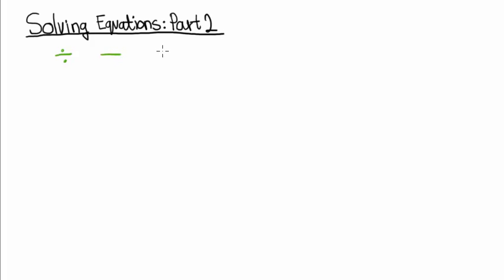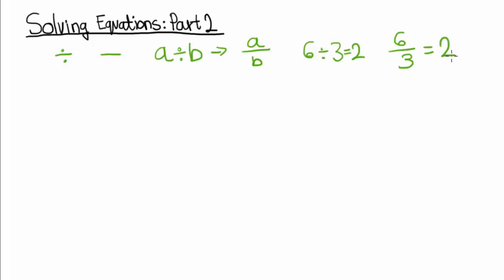So if I have some number a and some number b, and I want to say a divided by b, I used to write it like a divided by b over here. But from now on, I'm going to use a over b. So for example, if I say 6 divided by 3 equals 2, I'm going to denote that as 6 over 3 equals 2 from now on.